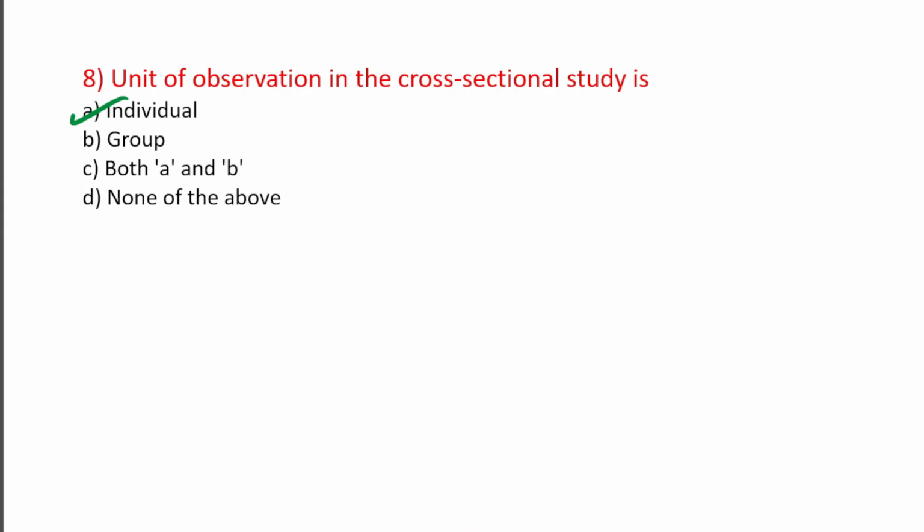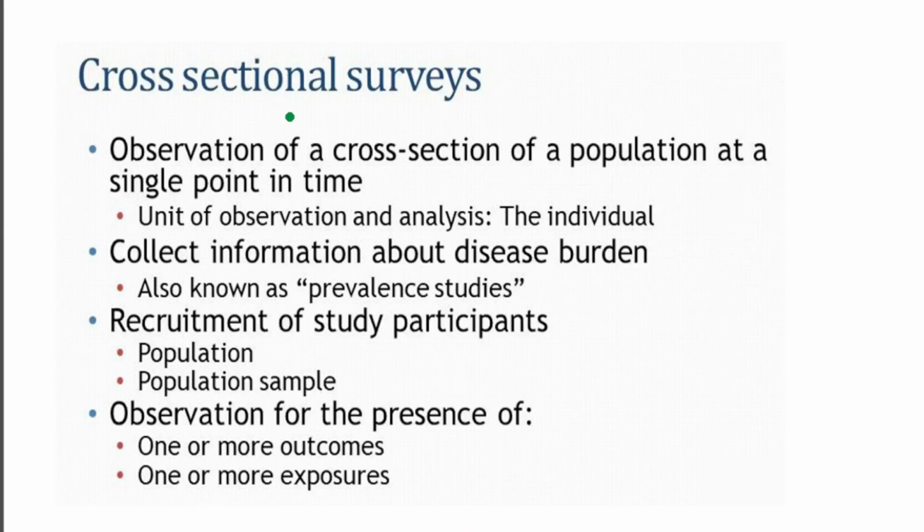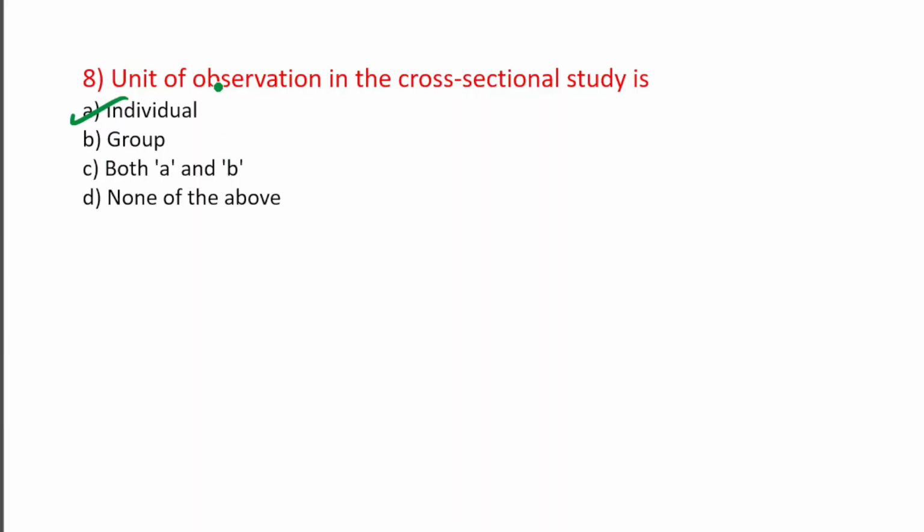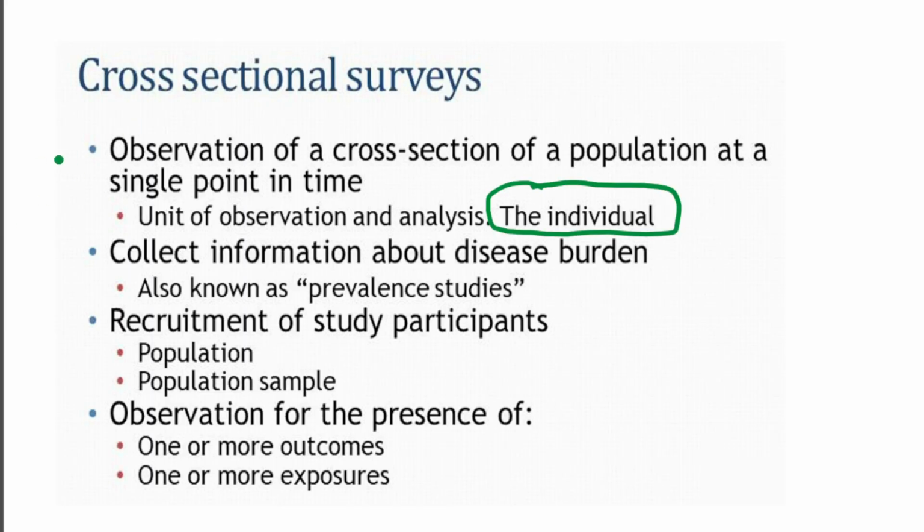How does it go? See over here. In the cross-sectional studies, see the first point, observation of the cross-section of a population at a single point in time. So the unit of observation and analysis will be the individual. Okay. So based upon this, we have taken the answer over here as unit of observation in the cross-sectional studies: individual.